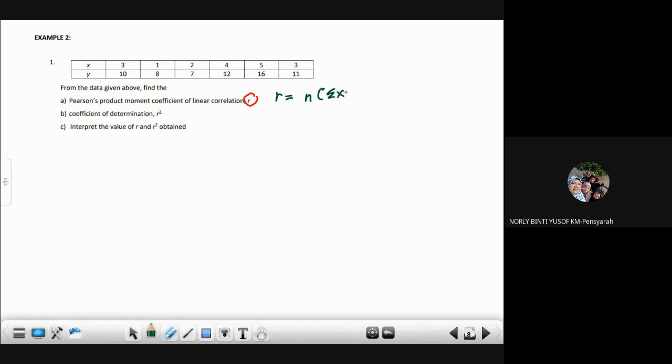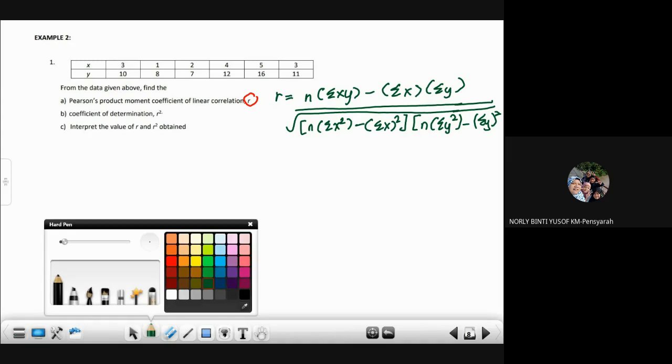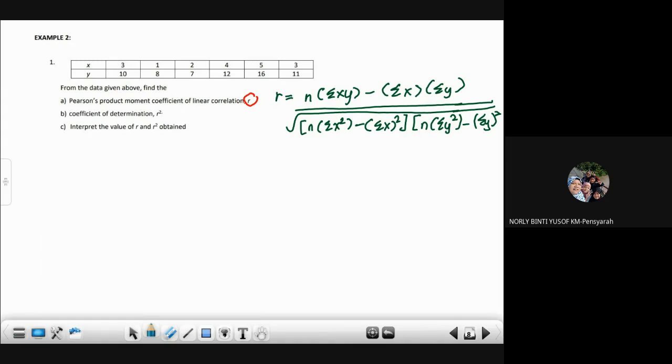Okay, madam use the first one. Madam write first: n times summation of xy minus summation x times summation y, divided by square root of n times summation x squared minus summation x squared, times n summation y squared, lepas tu dia tolak dengan summation y being squared. Okay. So bila you nak masukkan, mesti you kena cari nilai summation tu kan. So carilah semua sebab semua melibatkan kan. So carilah semua summation ni.